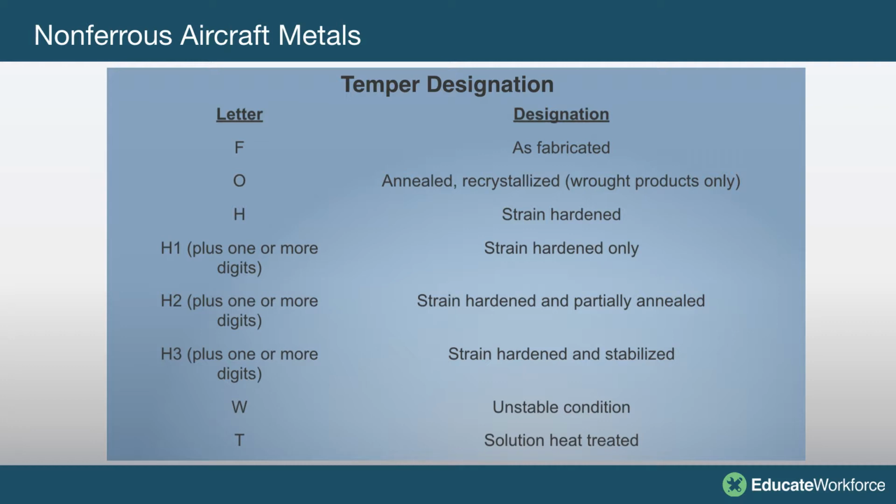Temper designations for non-ferrous aircraft metals. The F is as fabricated. The O tells me it's annealed or softened, whereas the H is strain hardened. The H can have additional codes: H1, H2, H3, telling me strain hardened only, strain hardened and partially annealed, or strain hardened and stabilized. The W is an unstable condition, and the T indicates that the material has been solution heat treated.